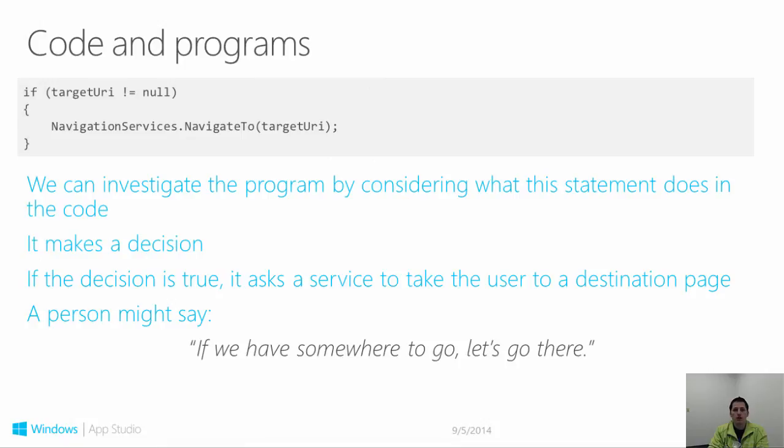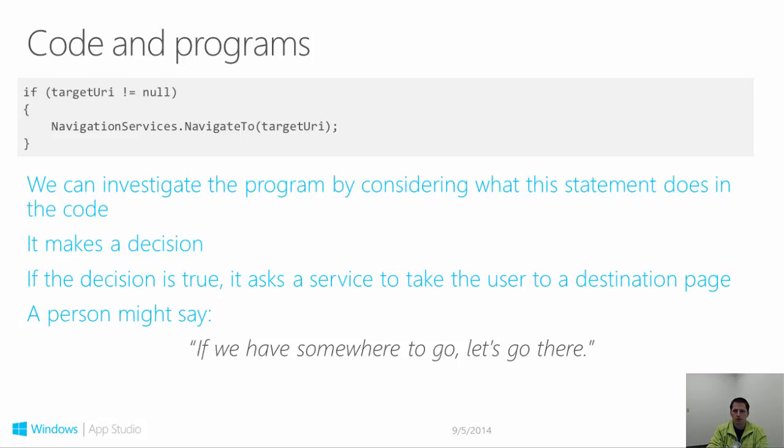Here is the code that we set our breakpoint on during the last demo. Let's break down this code and explain each part of it to fully understand how the Windows Phone is interpreting it. As a whole, these lines of code are deciding whether something is true, and if it is, then it asks the service to take the user to a destination. In plain English, you might say it like this: if we have somewhere to go, let's go there.